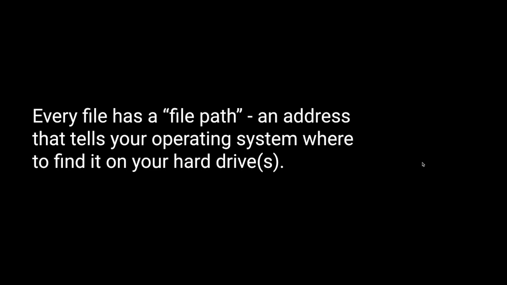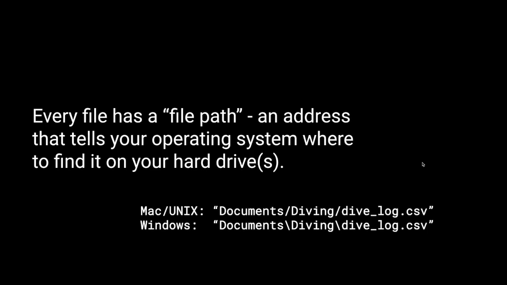So for example, if you have a CSV file called divelog, and you've saved that in a folder called diving, and that diving folder is saved in your documents folder on your computer, the file path just codifies this by stringing together the folder names separated by forward or backslashes depending on what system you're working on. So with Mac or Unix, it's forward slashes, and on Windows or PCs, it's backslashes.